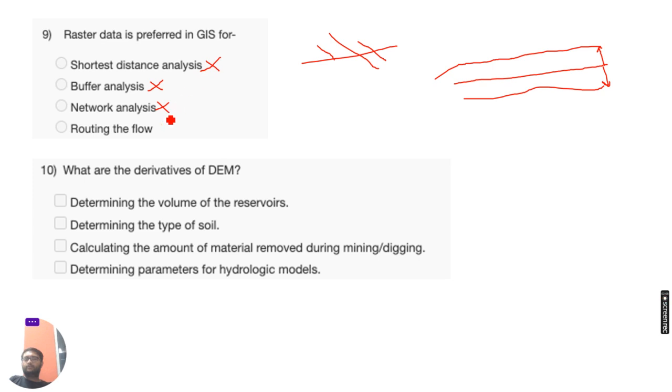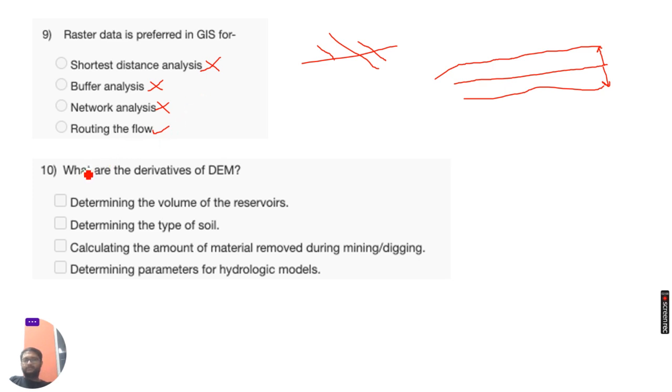So the correct option here is routing flow. What we mean by routing flow, we will discuss through the application in today's class. We will discuss in detail how to route the flow and create a river network using any given DEM and raster data. We are going to do that entirely in the hands-on.